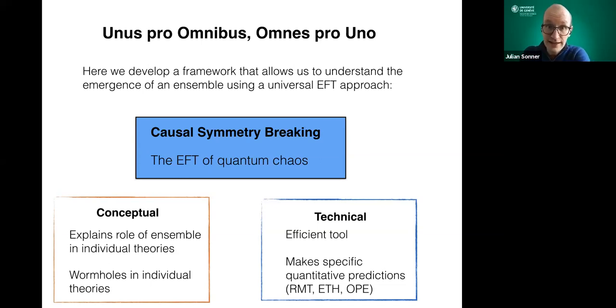And the way that this works technically is precisely this route that we call causal symmetry breaking. So we use a simple symmetry breaking principle that applies to a broad class of quantum chaotic systems. And this symmetry breaking, like any symmetry breaking, allows us to basically identify a set of relevant, very light modes, which we use to construct an effective field theory. And this effective field theory is the one that allows us to characterize precisely those quantities which are given by ensemble-like answers.